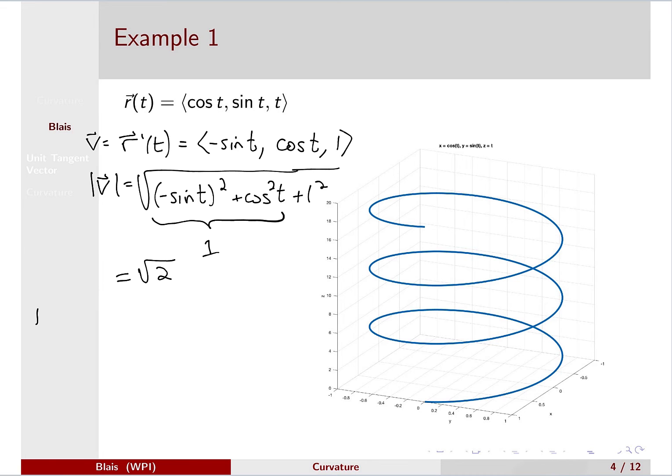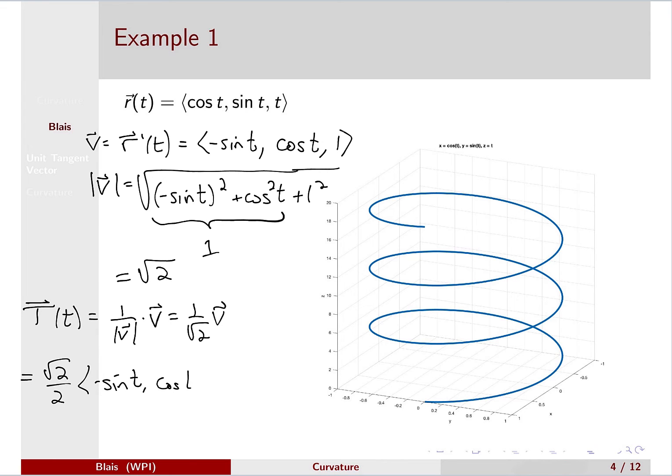And this means that our tangent vector is 1 over the magnitude of the velocity vector times the velocity vector. And so this would be 1 over root 2 times the velocity vector, or root 2 over 2 times minus sine of t, cosine of t, 1. And again, the idea is that the unit tangent vector, at any time t, is this unit vector that is tangent to the curve.